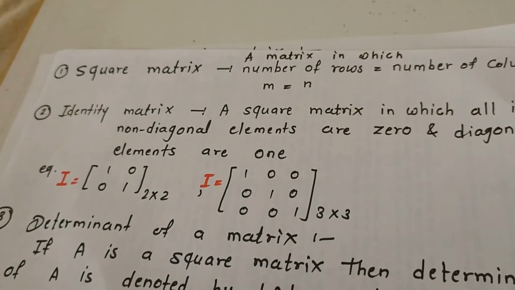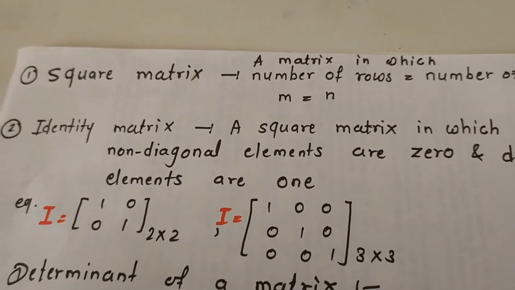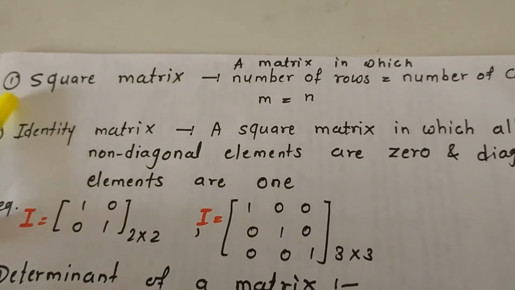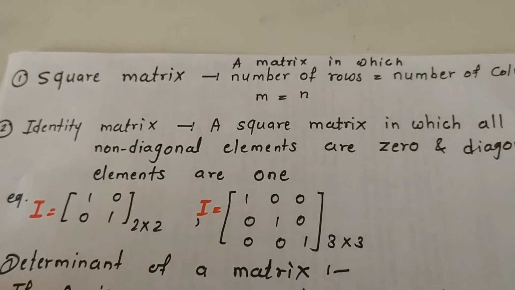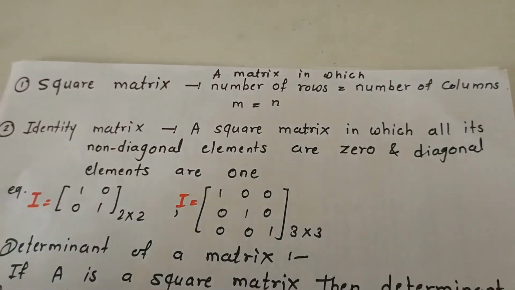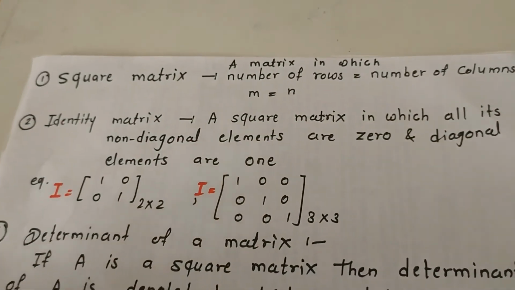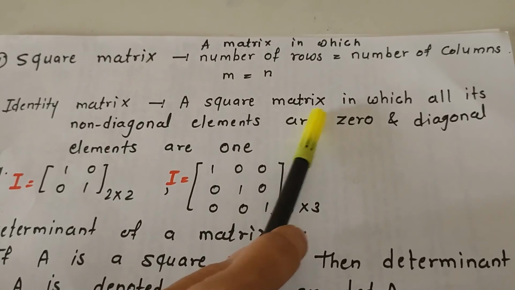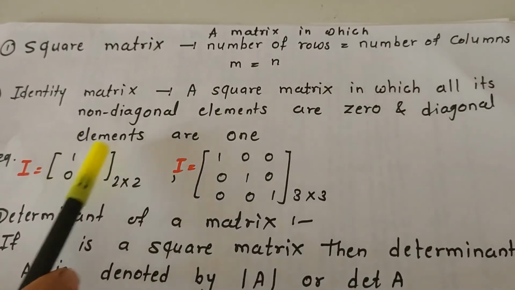Now students, before the study of the next topic, we are going to learn some important types of matrices. For example, square matrix. We know that a square matrix is a matrix in which the number of rows is equal to the number of columns. That means m is equal to n. The second type is identity matrix. An identity matrix is a square matrix in which all its non-diagonal elements are 0 and diagonal elements are 1.